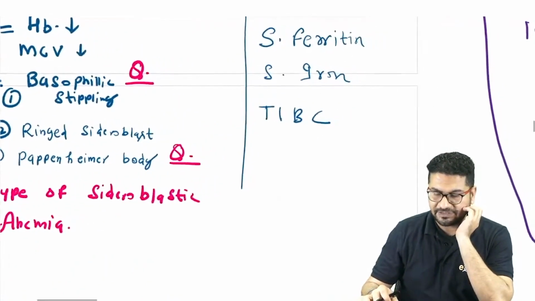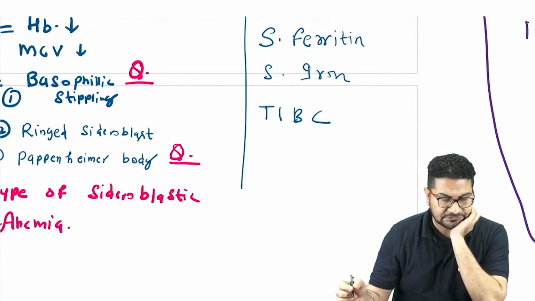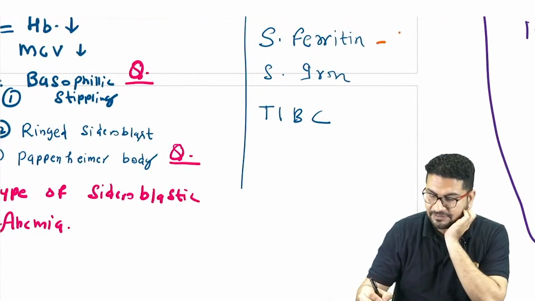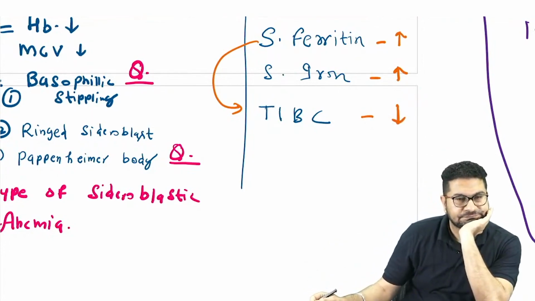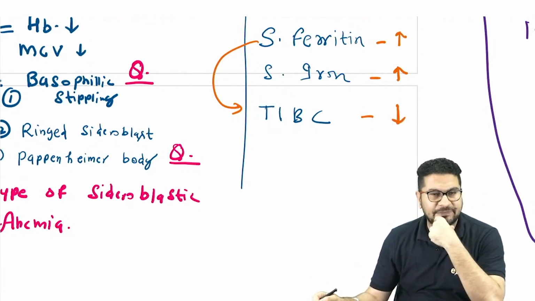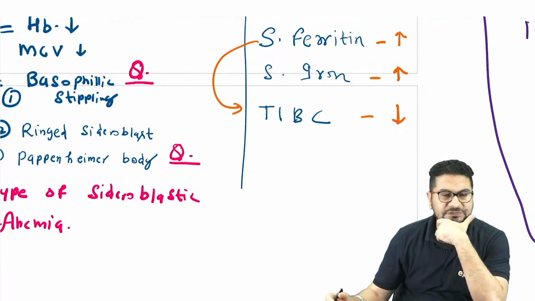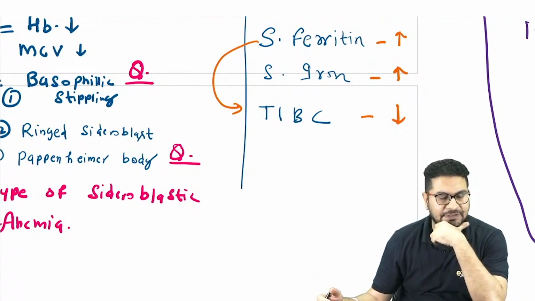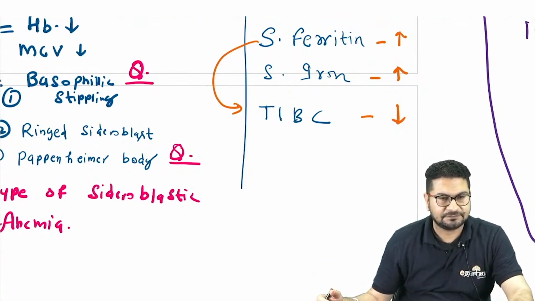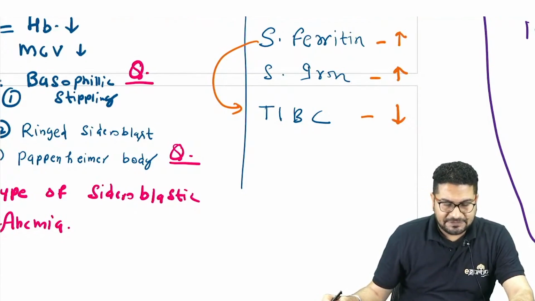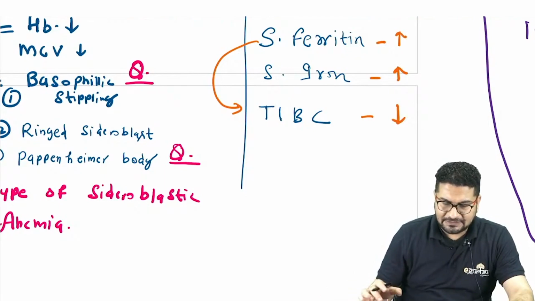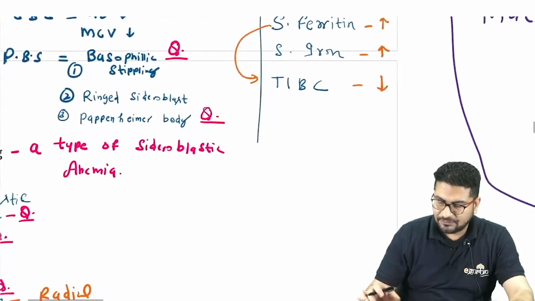Iron overloaded state means everything is more. Serum ferritin is more, serum iron is more, and I told you ferritin is inversely proportional to TIBC, so TIBC will reduce. Simple. Iron overloaded state means ferritin is more, serum iron is more, and TIBC is decreased. Clear? TIBC is decreased. So now I want to finish this topic.